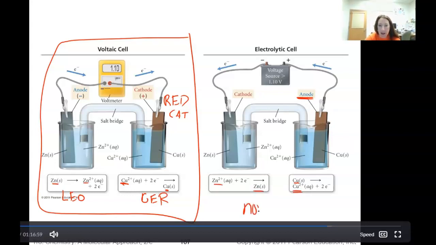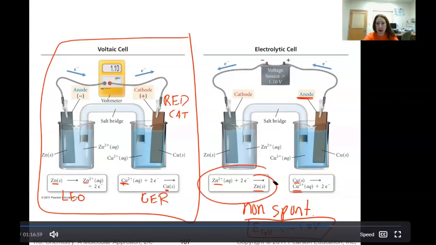This is non-spontaneous. If we added these up, we would have a negative E cell, and you'd be like, no, right? If you added these up, you'd actually have an E cell. It would be negative 1.1 volts. Just believe me, I'll show you why in a second. That's if you added these two reactions up, just like we've been adding these reactions, you would have a non-spontaneous reaction. But if we still want this to happen, we can do it.